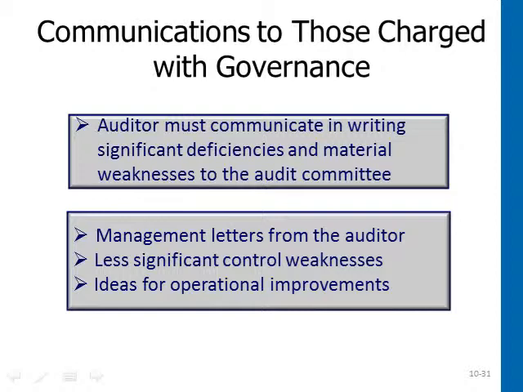When we find that there are significant deficiencies or material weaknesses, the auditor is required to communicate this in writing to the audit committee. Where we have less material or significant, so we have immaterial weaknesses, we can communicate those to management via letters, and we might also include in those letters ideas for operational improvement.